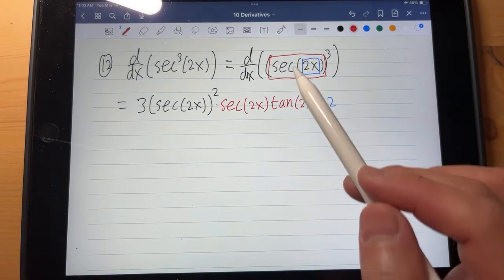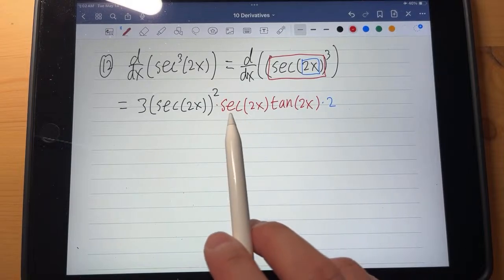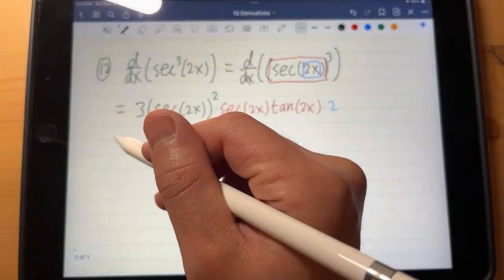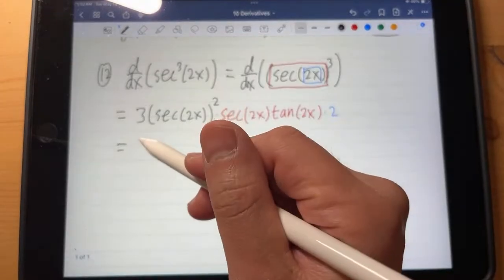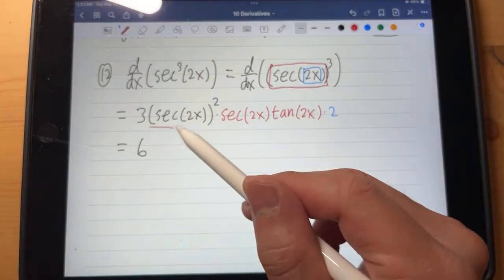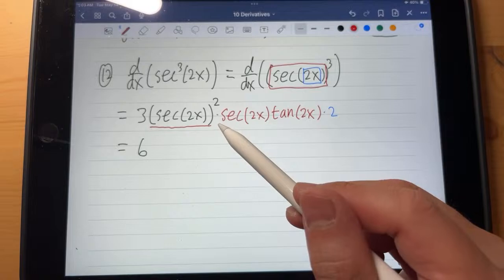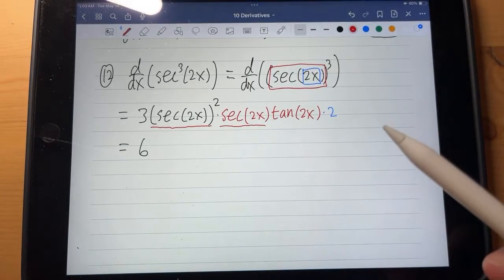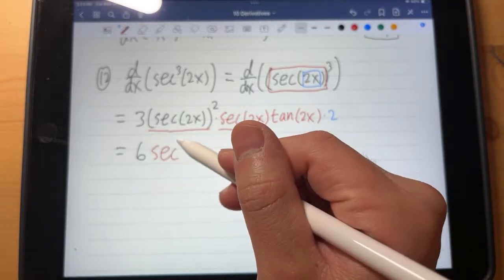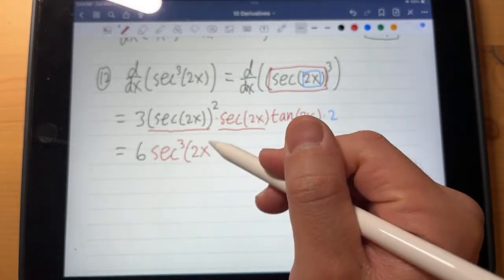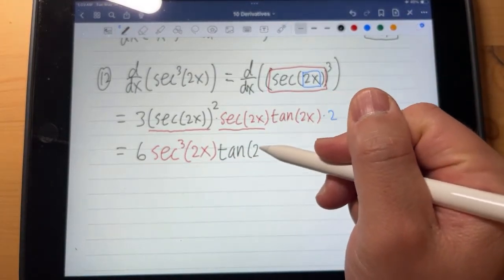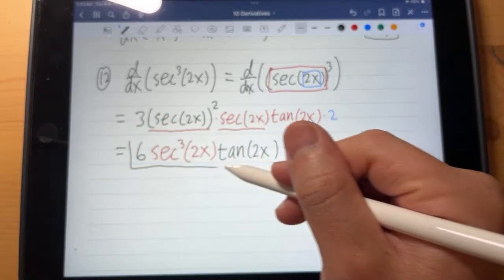And for secant, it's trickier because you have two parts, right? The secant and also the tangent. Finally, we can just put them together. We can see 3 times 2 is 6. And be careful, here we have secant 2x to the second power, and then secant 2x to the first power. Combine them, we can say that's secant to the third power of 2x. And then finally, we have tangent of 2x. Yay.